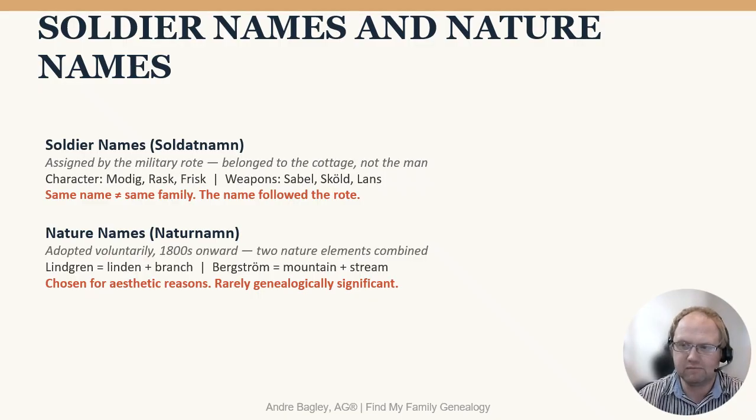It grouped farms into units called rotes, wards is a common translation, and each rote supplied one soldier, and these soldiers were given distinctive names to tell them apart, because in a company of men, half of them might be Anders Johansson or Anders Andersson. So soldiers' names often described characters that they were hoping to instill in military, like modig meaning brave, rask meaning brisk, frisk meaning healthy, and for weapons, sabel for saber, lans for lance, skjold for shield.